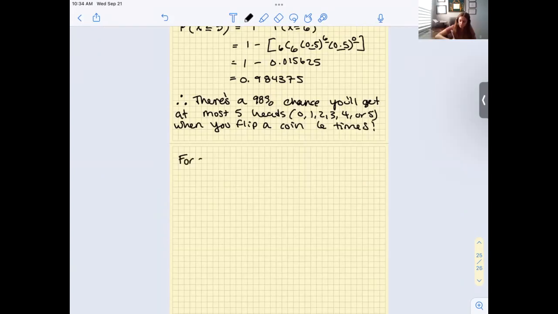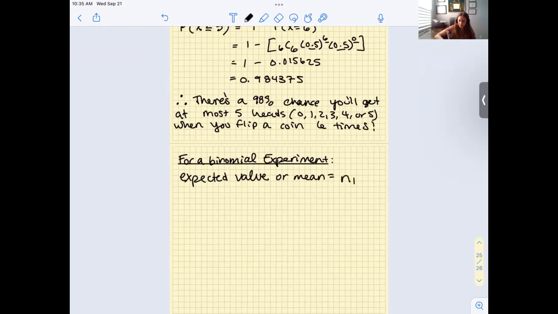Make a note that for a binomial experiment, your expected value, or basically your mean, is just going to be n times p. So your number of trials times the probability of a success. And then you would find the variance of a binomial experiment, just n times p times 1 minus p.